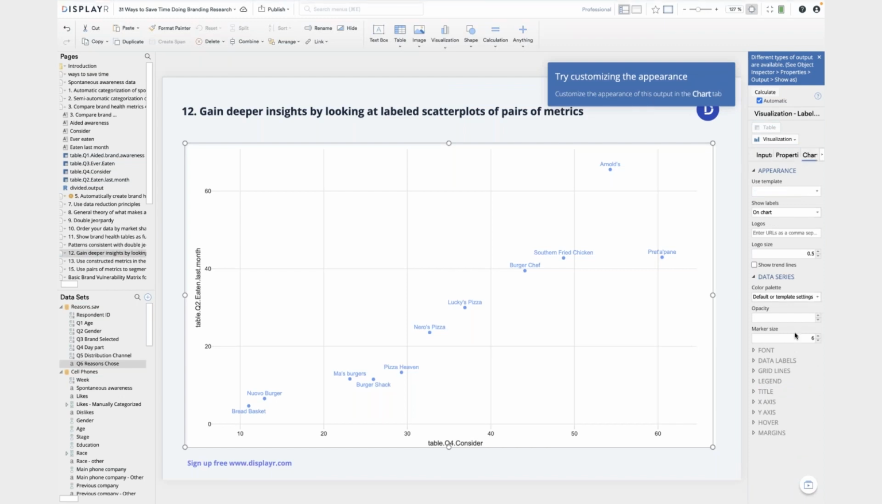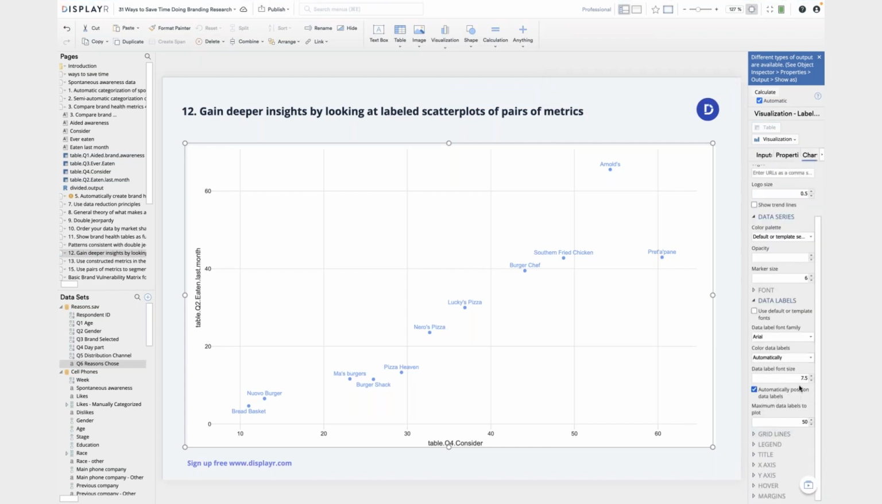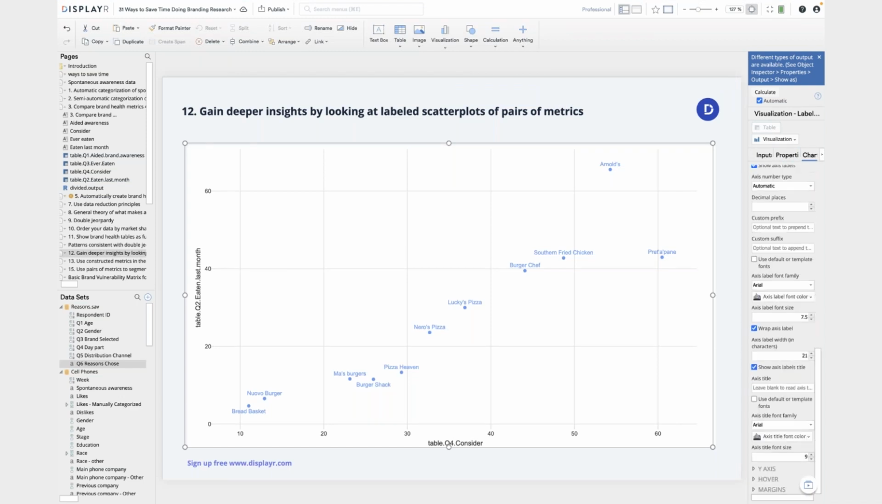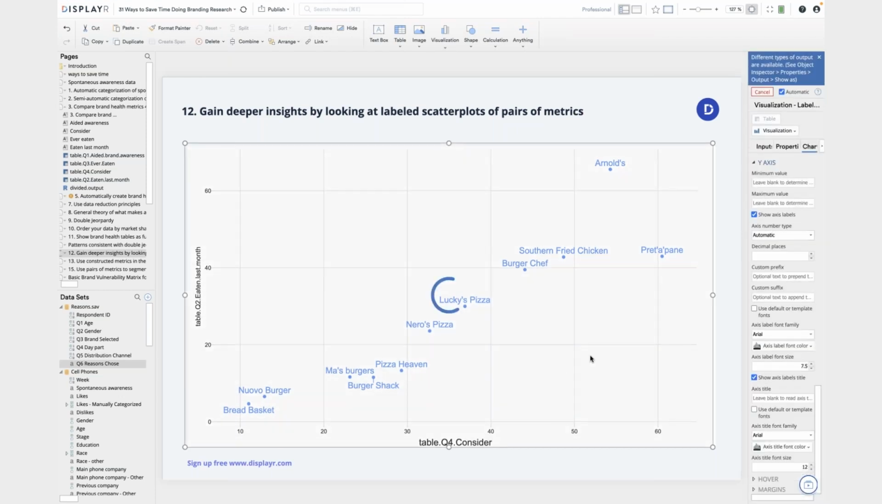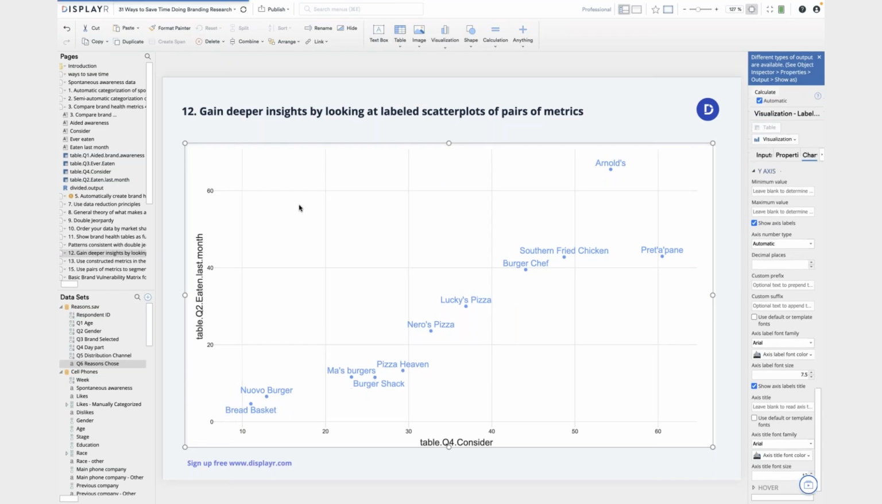Make it a bit easier to read. Going to increase the font sizes. Get the axes a bit bigger too. All right. So can you see that these are forming a kind of straight line? So this is again consistent with this double jeopardy thing that we're talking about, and you'll tend to find it's really common that your market will have this kind of pattern.